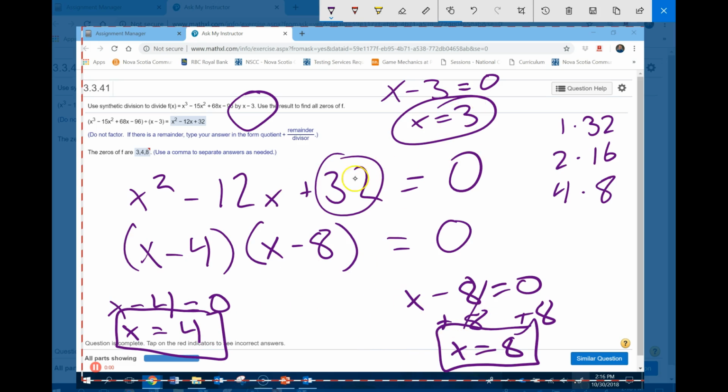And what this means is basically the line of this graph, however crazy it is, it's going to cross the x-axis or at least touch it at the points 3, 4, and 8. And of course you can always graph that out just to get the visual on that and see what it looks like.